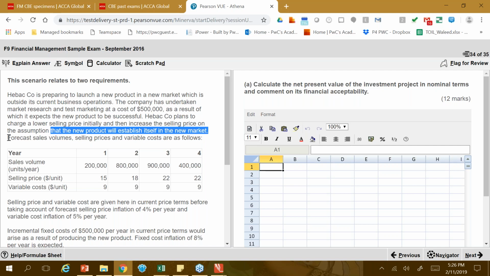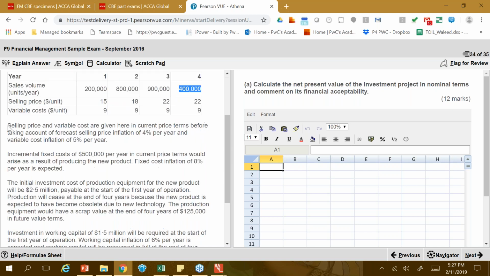The forecast sales volume. So the last disadvantage I gave you was that the budgets and forecasts may not be as predicted. So here the examining team is giving me some forecast. So the forecast sales volume, selling price, and the cost are as follows. So I can see here that it is a 4 years project. Now I have sales volume in terms of units per year for the 4 years, 200,000, 800, 900, and 400. Then I have selling price dollar terms per unit, which is changing, 15, then 18, then 22, and then 22. And then variable costs, which are constant at $9 per unit. So we have got all this information about this project in terms of volume, selling price, and variable cost.